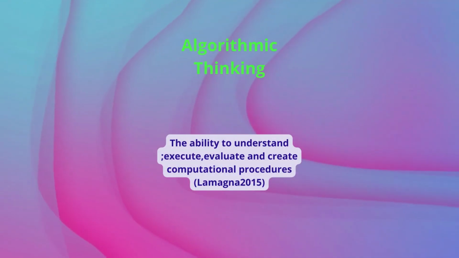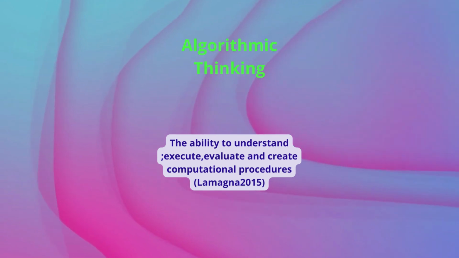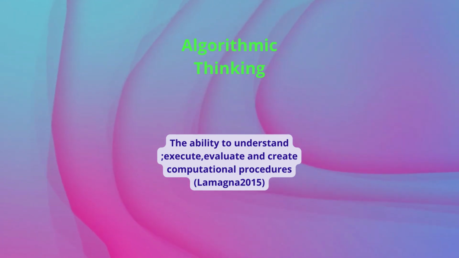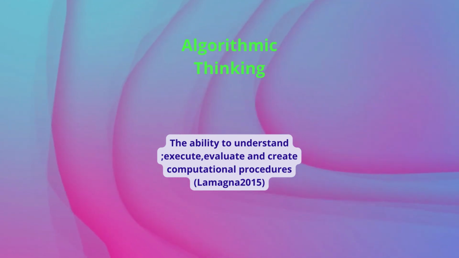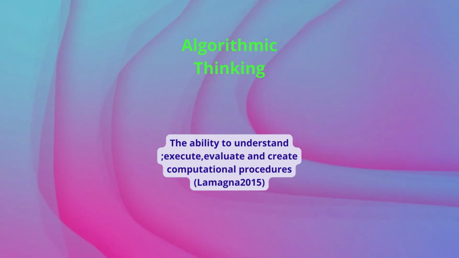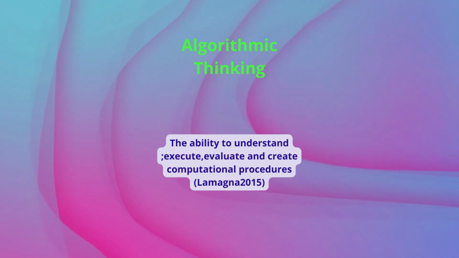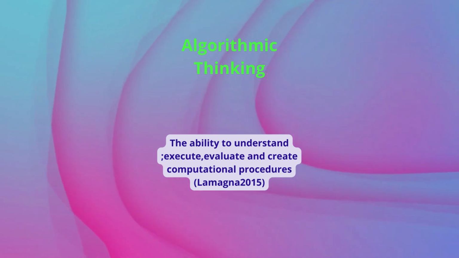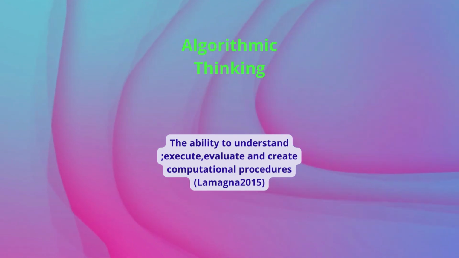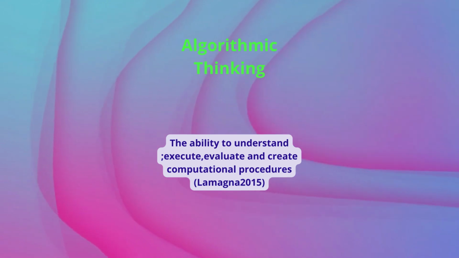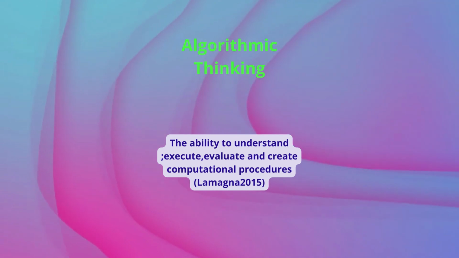As you see, in the first axis, I dealt with the definition of algorithmic thinking. I chose this definition because I find that it's general and gives more information about this term. So, algorithmic thinking is the ability to understand, execute, evaluate, and create computational procedures. This definition is by La Magna, 2015.